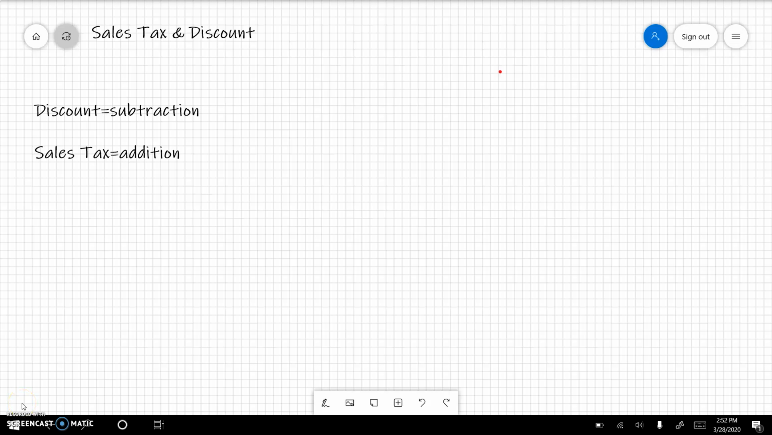Today we're going to be just talking about how to solve sales tax and discount questions. Now, the first thing that we need to understand is what does sales tax mean and what does discount mean? So if something's at a discounted price, or if it's a discount, that means it's on sale. It's going to be cheaper than the original price. So right here, I said discount equals subtraction. You'll be subtracting for step 2.